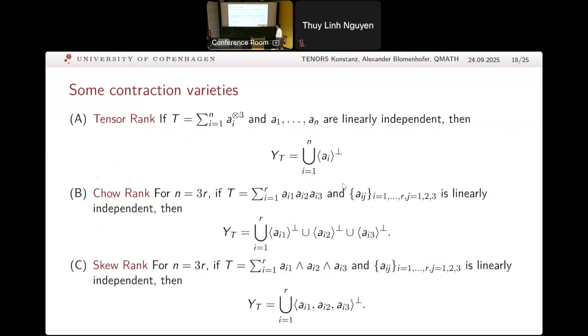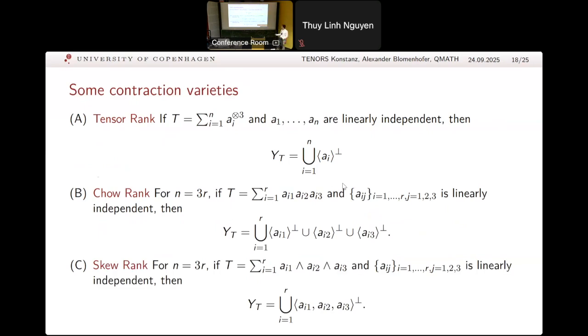So I collected a few contraction varieties here in case you're interested. For symmetric tensor rank, they look like this. For Chow rank, they look like this, a union of hyperplanes. And for skew rank, they're a bit nasty. They're actually a union of codimension 3 hyperplanes, which makes sense because for skew rank, you can never distinguish between AI1, AI2, AI3, and any linear combination of them, any linear transformation of them.